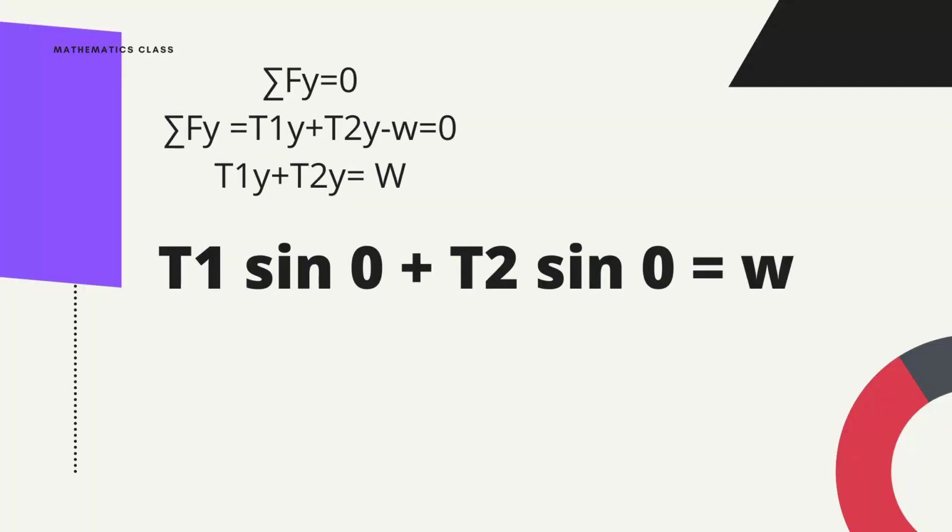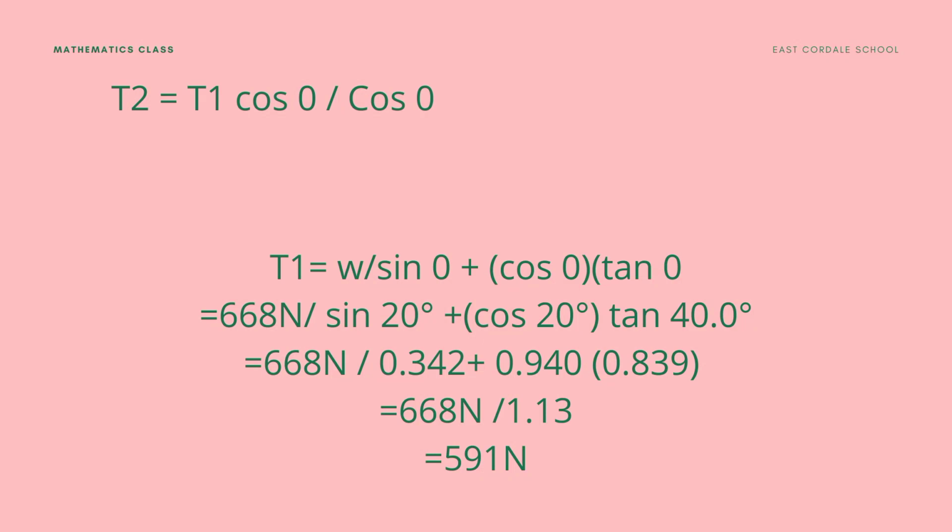Taking all the forces in the y direction and setting them equal to 0, the components become this. To solve for tension 2 at this point, because tension 1 is unknown, the equation is tension 2 is equal to tension 1 times cosine 20 divided by cosine 40. Tension 2 can be determined if we substitute this equation for tension 2 into the equation.